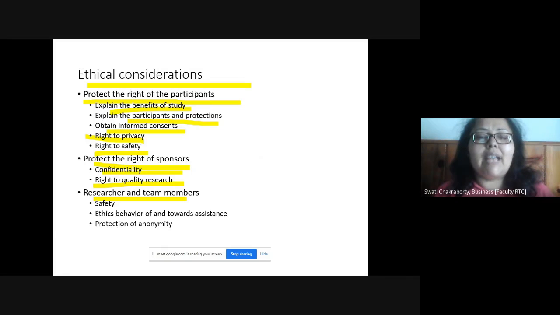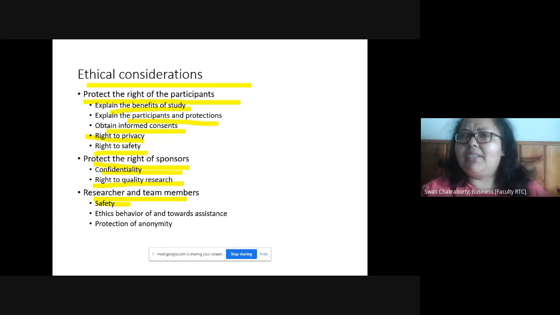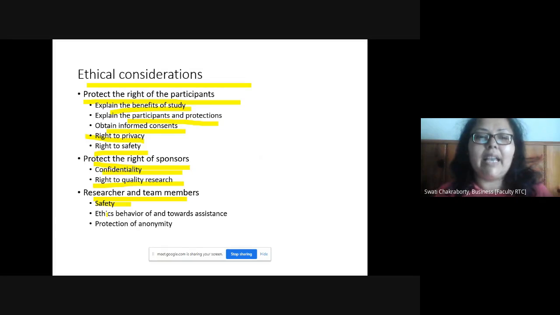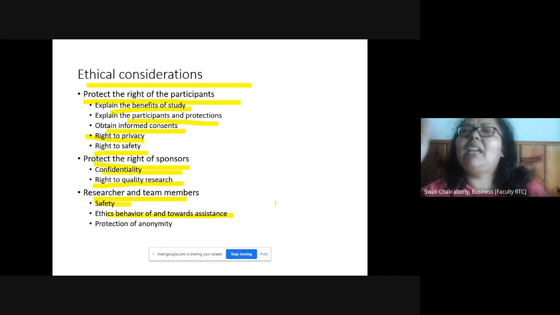Researcher and team members' safety. Safety of your entire team and of the researcher is needed, because when you collect information, you can get into trouble. Certain data collection is risky, so that safety should be there. Ethical behavior of and towards assistants. You should have ethical behavior towards your team, and ensure that there is ethical behavior from your team members. Whoever is helping you, you should be honest enough to give due credit, not take away their credit.